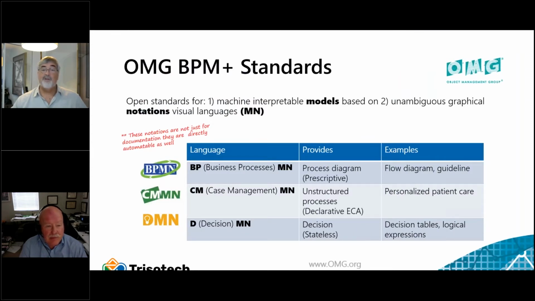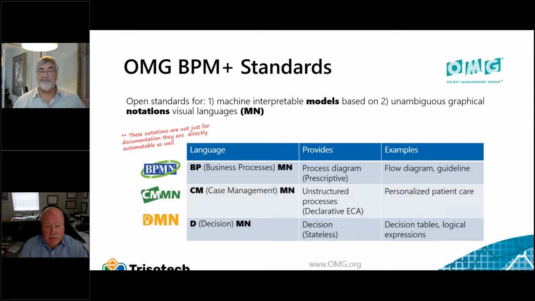Just to give you a quick intro to the set of standards from the Object Management Group, we have BPMN, CMMN, and DMN. Each of the standard names has this MN kind of moniker. The M refers to model, and that's what provides us with the machine interpretable. And the N refers to the unambiguous graphical notation that can be provided by these standards. So the BPMN standard is really about business process, and it provides you process diagrams, so a sequence of activities, and is prescriptive in nature. That is, it will tell you what should happen in what order.